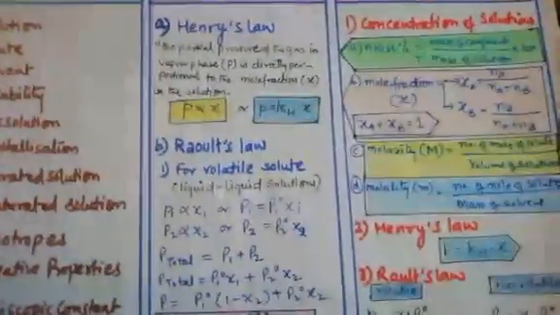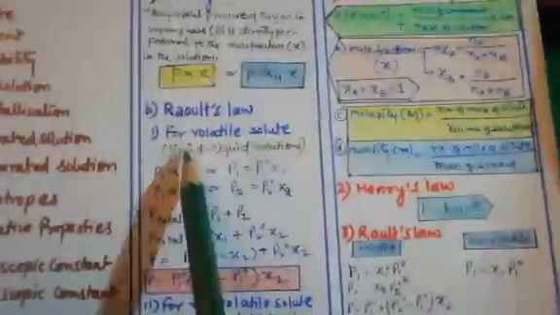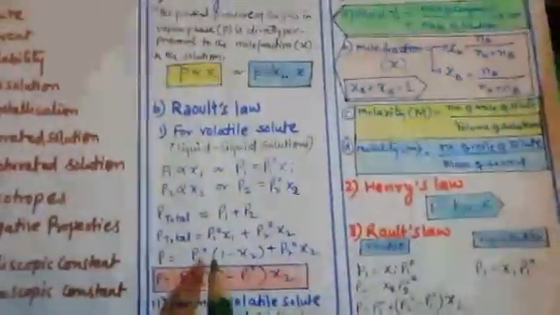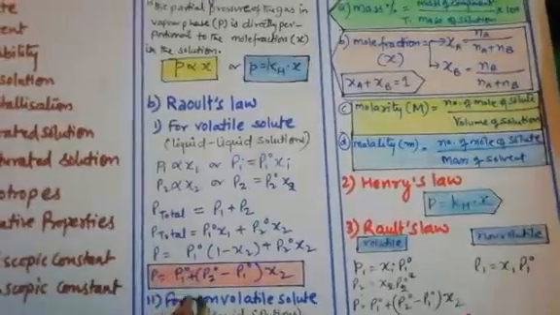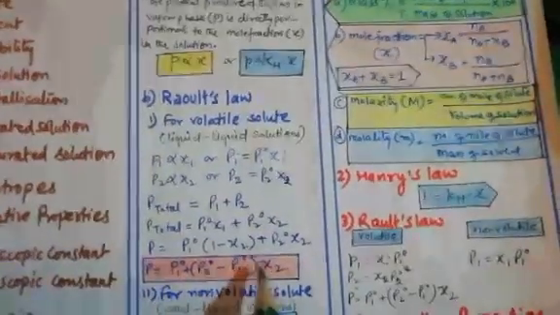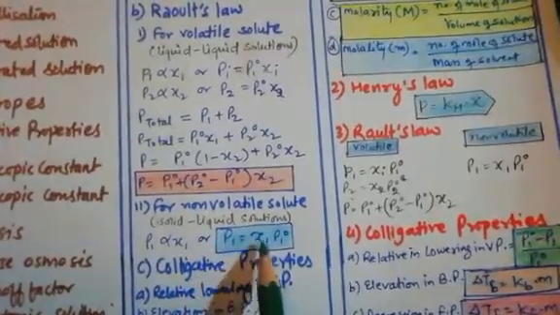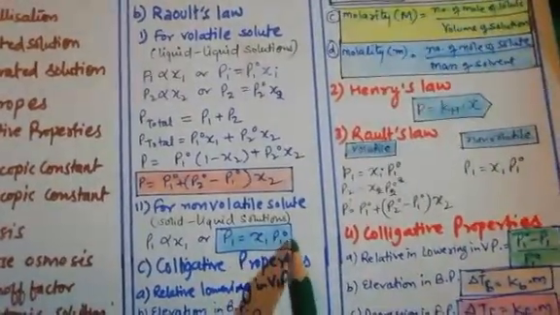Next is Raoult's law. A question can come: derive Raoult's law for volatile solute and for non-volatile solute. For a volatile solute, when a liquid solution is there, the equation is P equals P1 naught plus (P2 naught minus P1 naught) into X2. And for non-volatile, it is simply P1 equals X1 P1 naught.